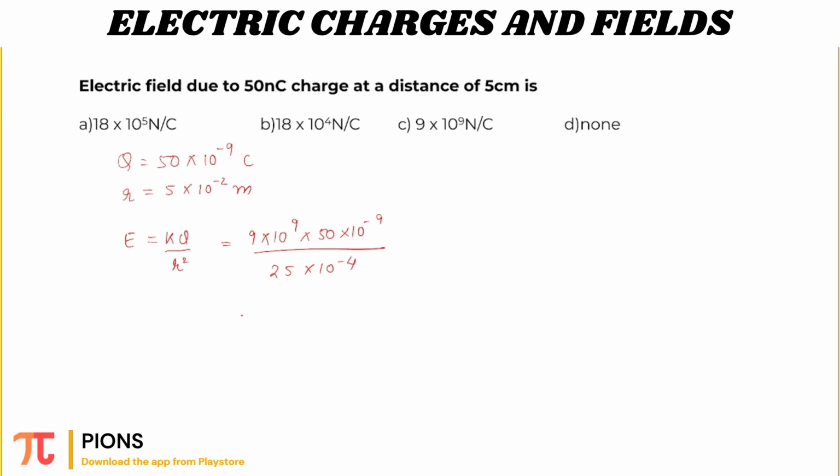Now we can cancel 25 and 50. That will give us 9 into 2, and 10 to the power plus 9 and minus 9 go, and here you are left with 10 to the power plus 4. So 18 into 10 to the power 4 newton per coulomb. That will be the correct answer, which is option B. Let's see the next one.